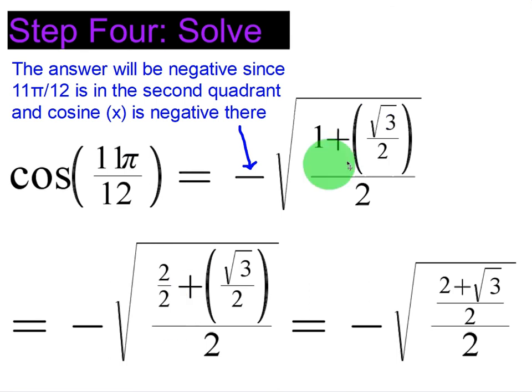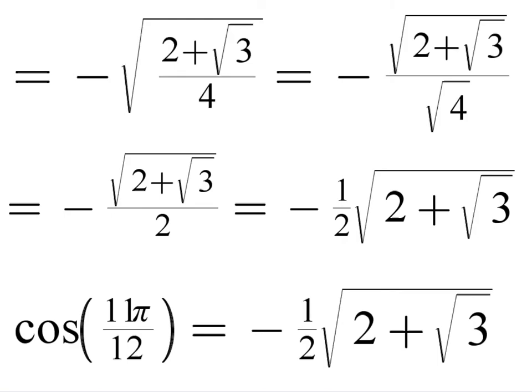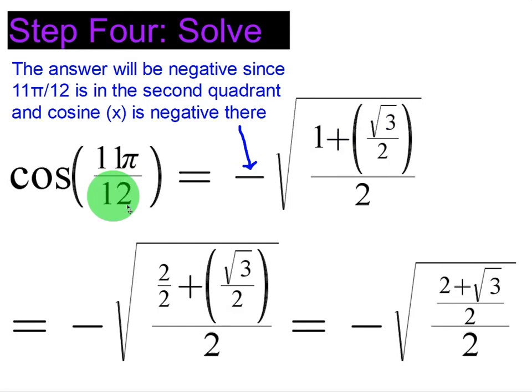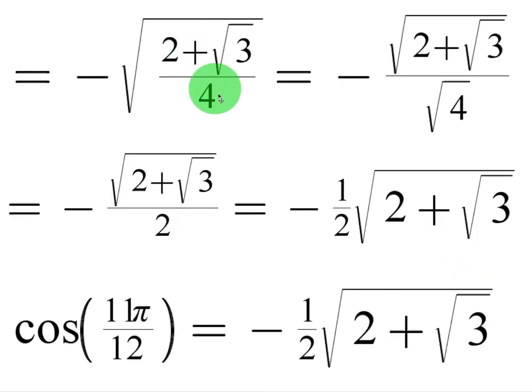So what happens is you have to combine the tops of this fraction, and so 1 needs to become 2 over 2, so it has the same denominator here. So you get 2 plus the square root of 3 over 2 on top. The 2 is going to stay on the bottom, which is part of the half angle formula. And remember, we're trying to solve for cosine of 11 pi over 12. Next, we want to combine the tops. So we're going to combine the 2 and the 2. So it's going to become 2 plus the square root of 3 divided by 4.